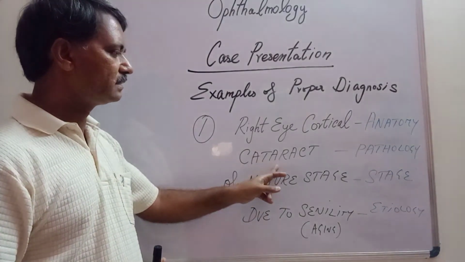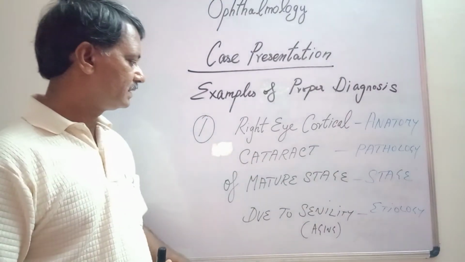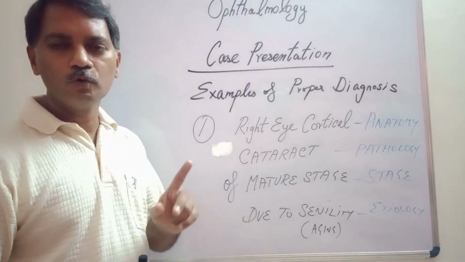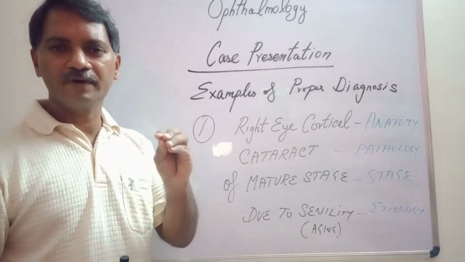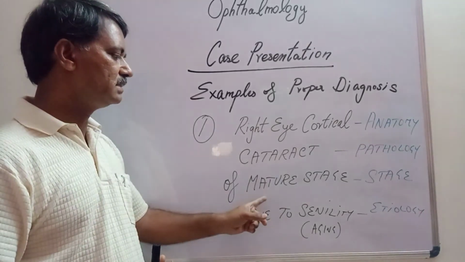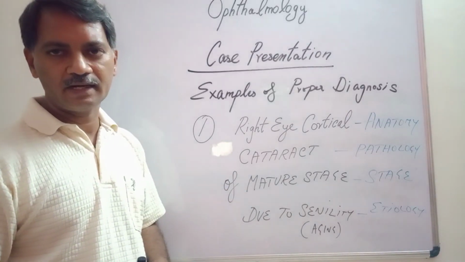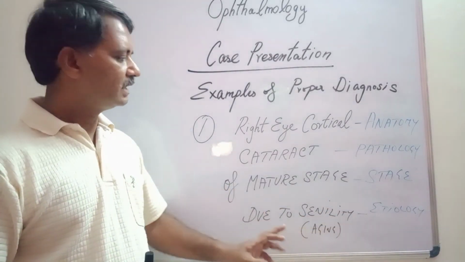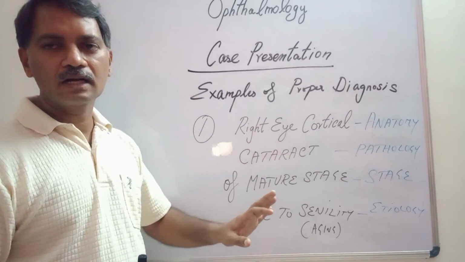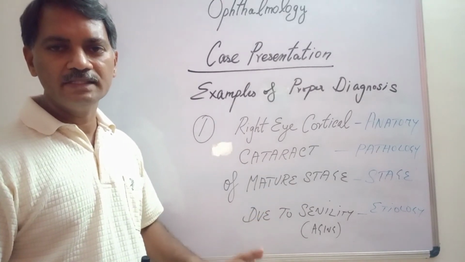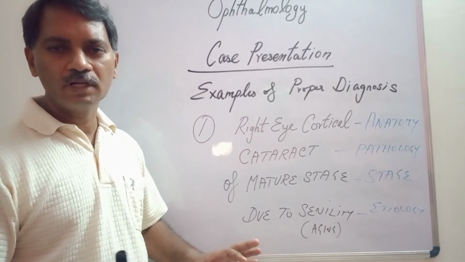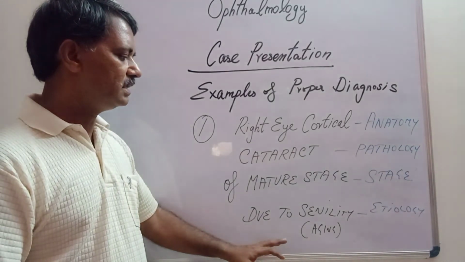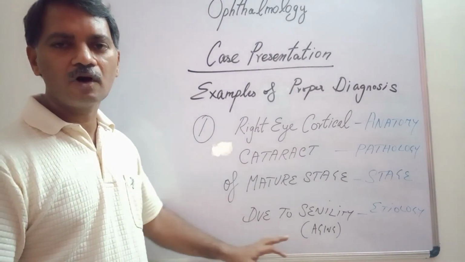Next is the cataract, which is the pathological part. The third one is the staging of this cortical cataract. You know that cortical cataract has 5 stages. The 4th stage is the mature stage of cortical cataract. The last thing is the etiological part. In this particular patient, the cataract is caused by aging, that is, the patient getting older and older, he naturally develops a cataract. So the etiology is due to the aging process or senility.